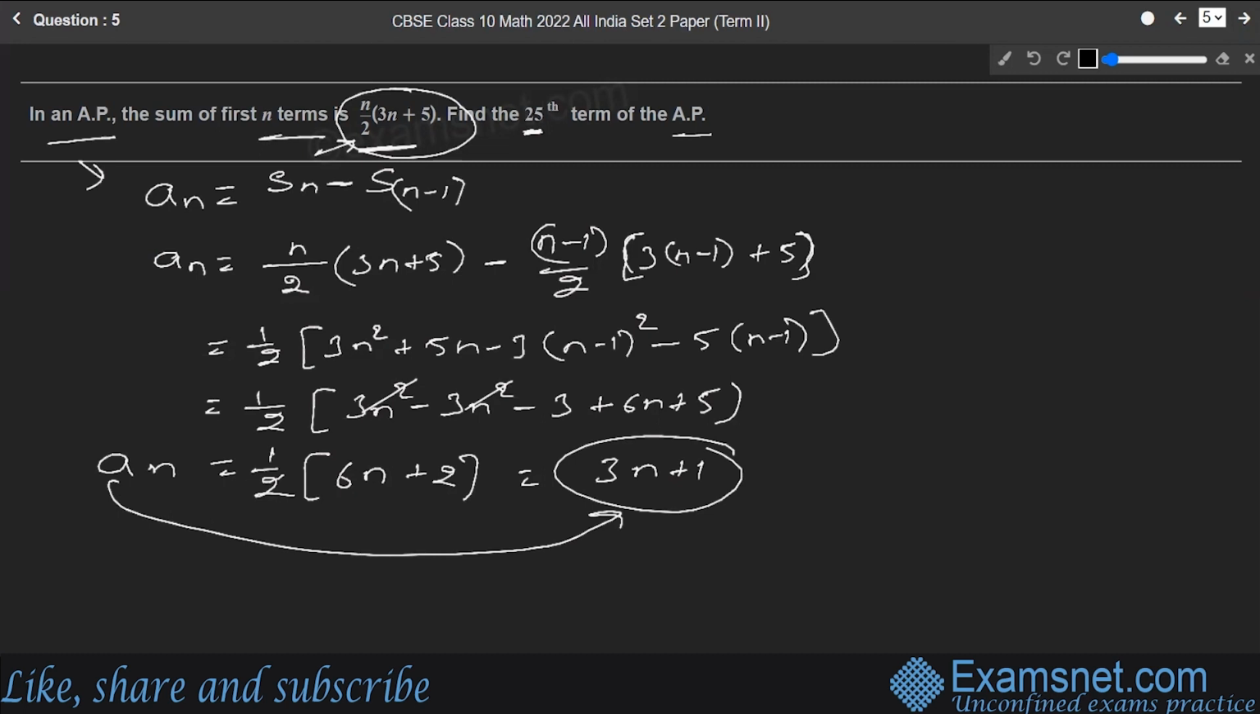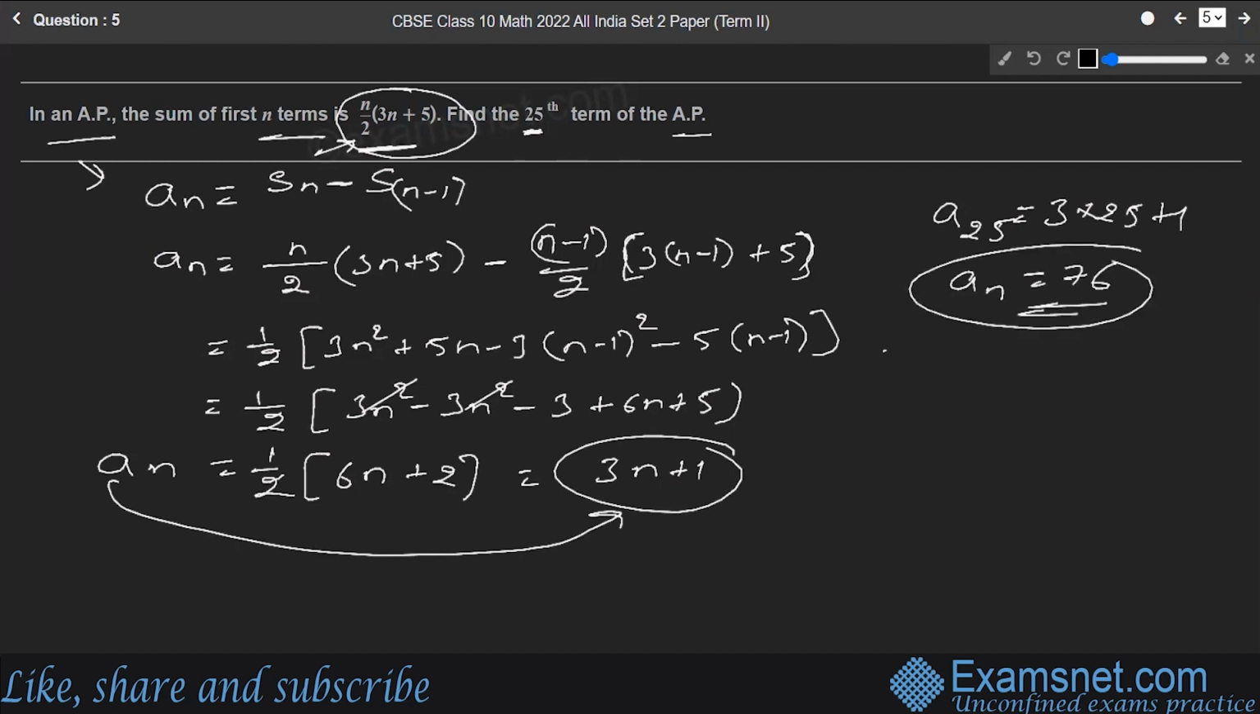Now we are supposed to find out the 25th term, that is a25. So we'll have to replace n with 25. So it's going to be 3 into 25 plus 1, that is nothing but 76. So the 25th term of the series is 76, and that is the answer.